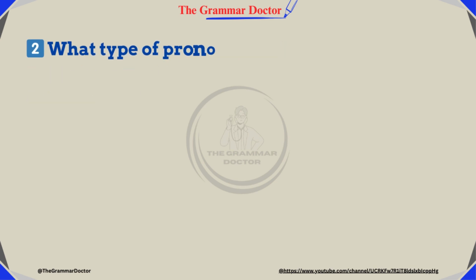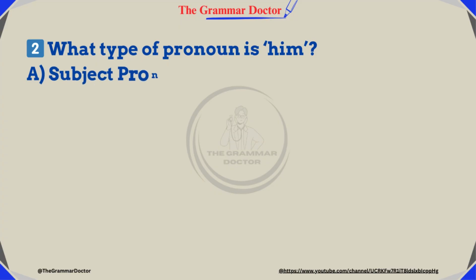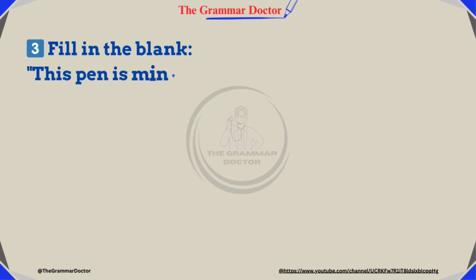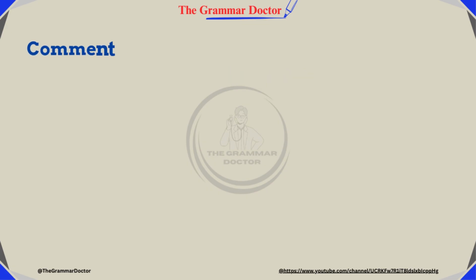Two: What type of pronoun is him? A. Subject pronoun. B. Object pronoun. Three: Fill in the blank. This pen is mine, but that one is I.